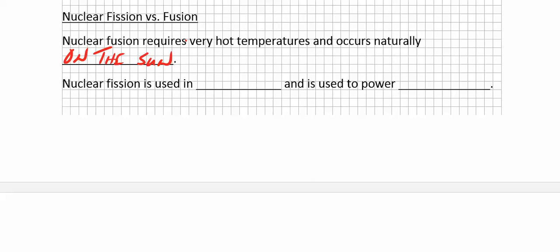Nuclear fission, on the other hand, occurs in reactors. So reactor power plants or nuclear power plants are going to produce this process called fission, or the splitting of atoms, and is used to power nuclear submarines mainly. Okay, so we'll say nuclear subs, just like that. And it'll also be things like aircraft carriers, things like that, large transport vessels. Those are powered by nuclear fission. So the sun is nuclear fusion, again, requiring very, very high temperatures, and fission is going to be occurring in reactors and nuclear subs and things like that.